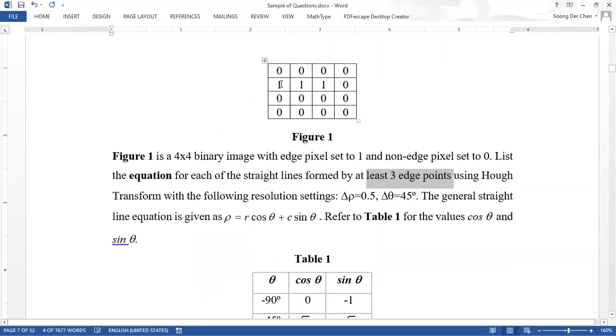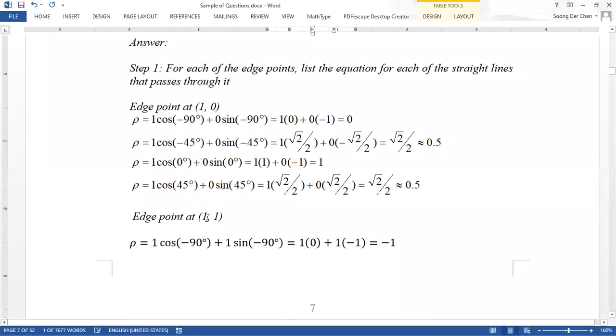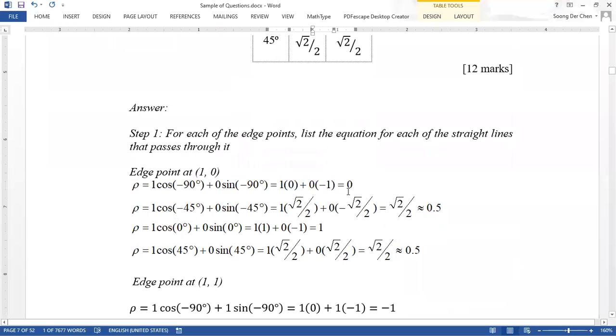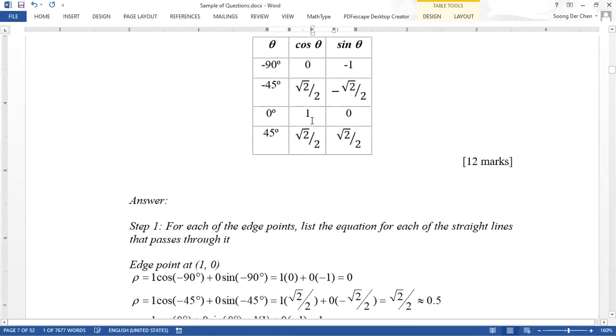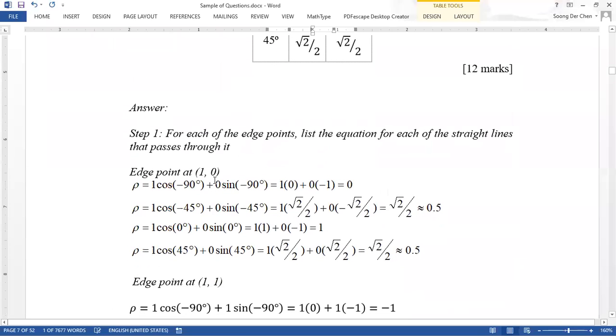So again, for the first point, list 1, 0. This one is 1, 1, and 1, 2. So list for 1, 0, 1, 1, and 1, 2. Again, based on this table, you're going to calculate the rho and theta, the R and C, according to each point. In this case, the R is 1, the C is 0. So then again, you work them out.